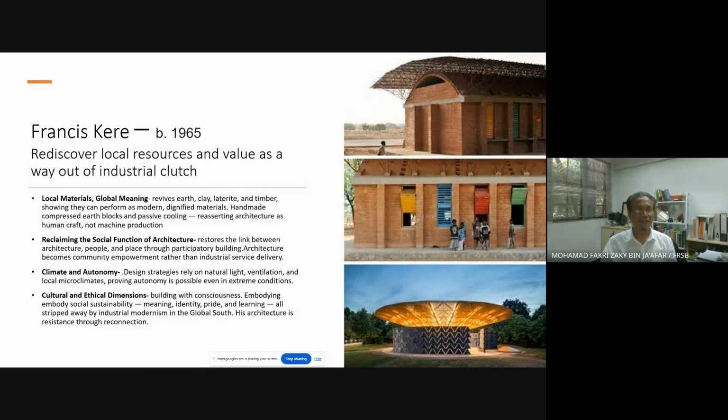Climate and autonomy. Design strategies rely on passive design. Of course, it's very difficult for them to get electrical power and so on and so forth. So even might be expensive for them. So they have to rely on passive architecture. Okay, and the issue of culture and ethical dimension is very important. So identity, pride, and learning, because of the people themselves, sometimes using their own craft skill to help putting touches to the building, that they really feel the culture survives with the manifestation of the building.